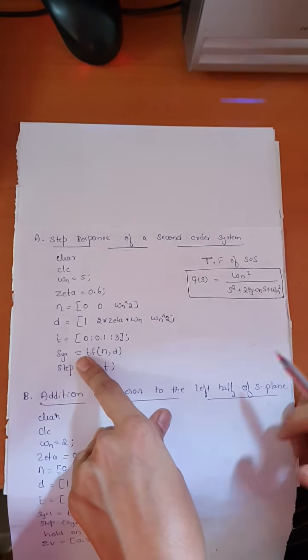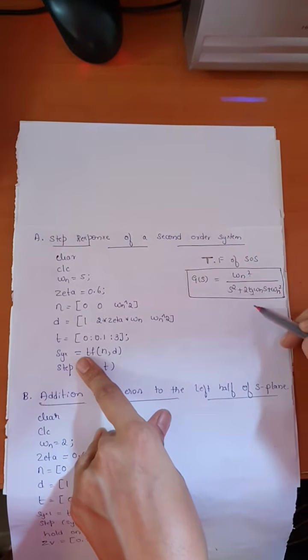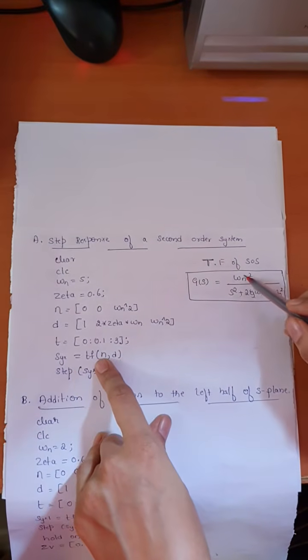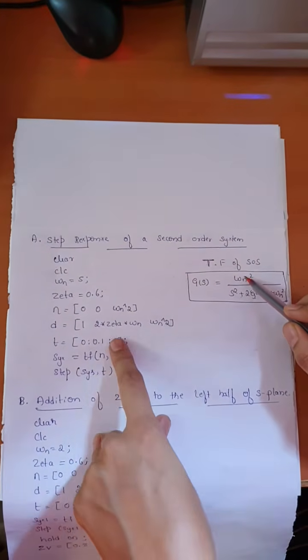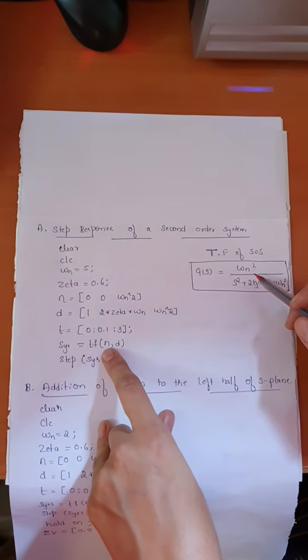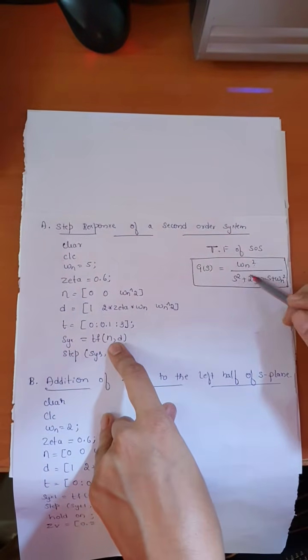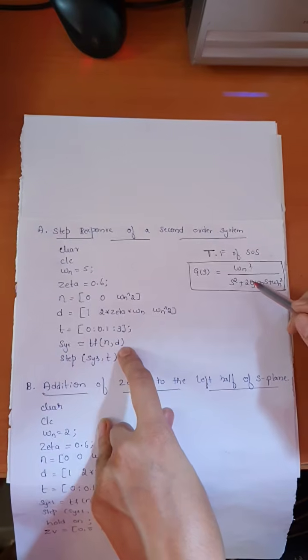So system will be equal to, system is nothing but this whole second order system, that will be equal to transfer function of the numerator by denominator. So that is why we are representing numerator comma denominator. So comma indicates it is ratio, numerator by denominator.